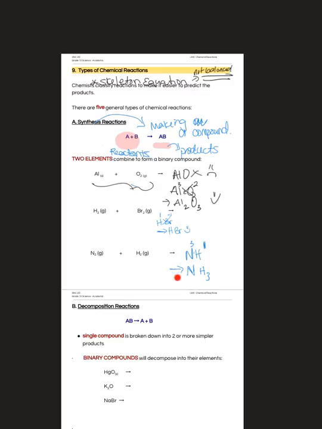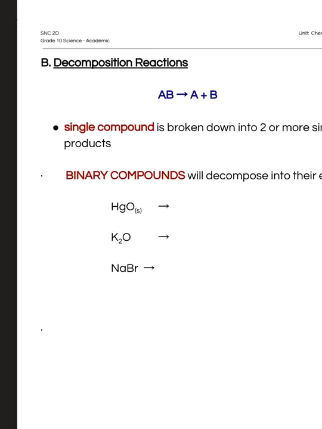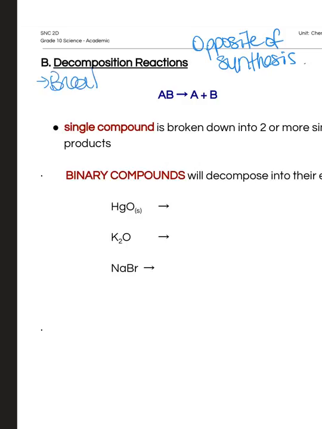Okay, my next reaction here is going to be what we call a decomposition reaction. So if synthesis is putting things together and making something, decomposition is the exact opposite. So this is the opposite of synthesis. Okay, so what this means is that we're actually going to be breaking apart. We start big and small. Okay, so notice that I start with a compound in my reactant. So this is a compound here, and I'm breaking it down into its individual elements. So my products are going to be elements here.